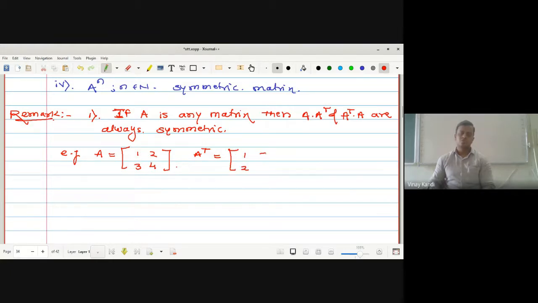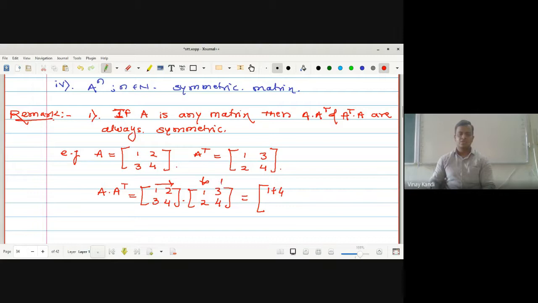Now do the product of A into A transpose. A into A transpose is equal to [1, 2; 3, 4] into [1, 3; 2, 4], which is equal to first row with first column: 1 into 1, 1, plus 2 into 2 is 4, so 5.